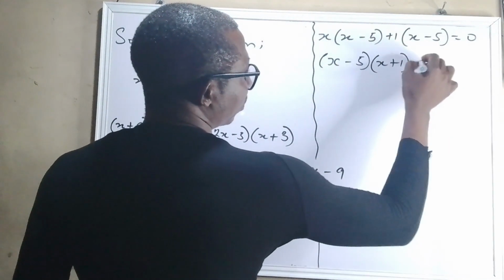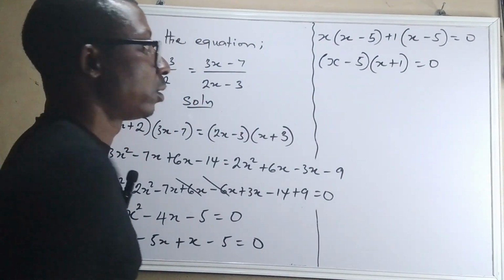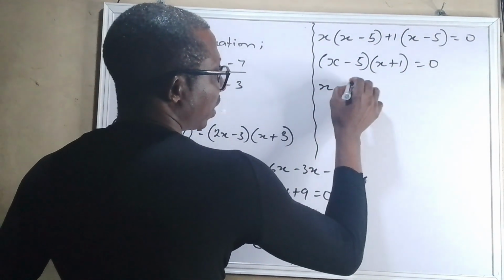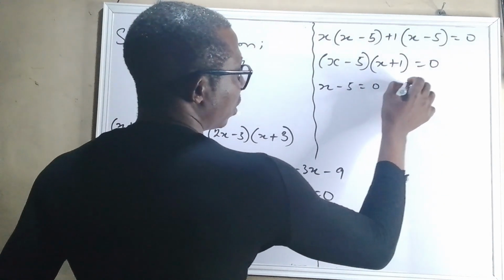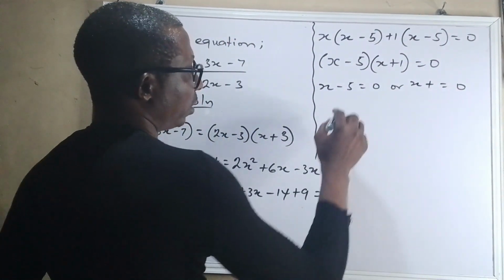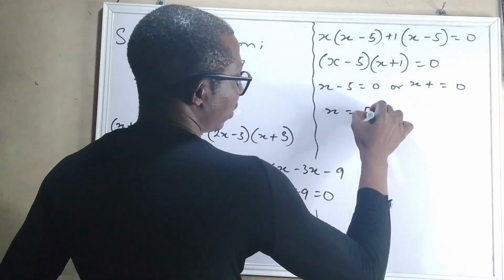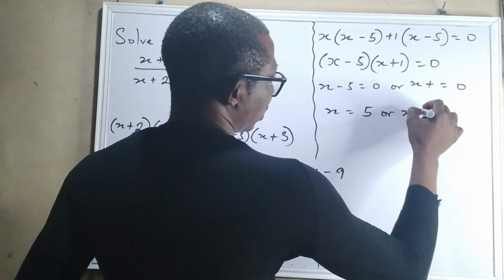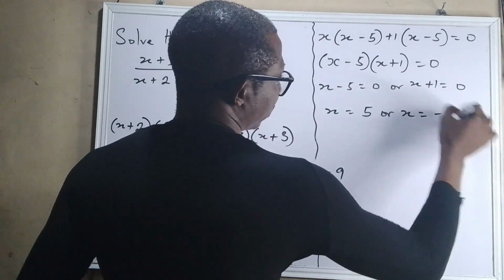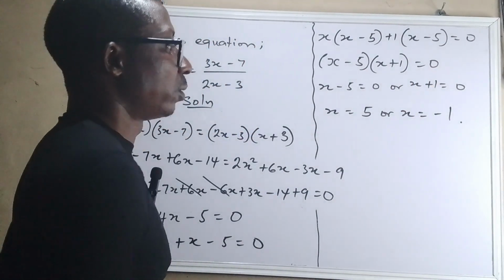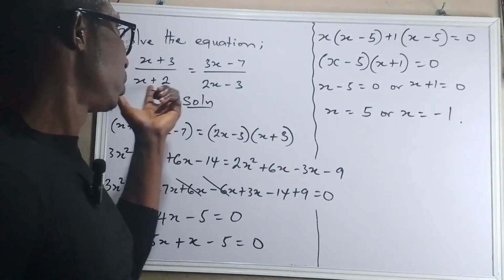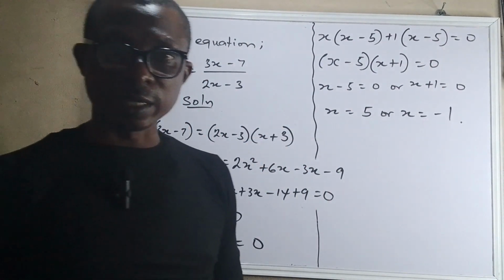So we have two numbers multiplying each other. So it's either x minus 5 equals to 0 or x plus 1 equals to 0. Now x equals to 5 or x equals to minus 1. So these are the roots of the quadratic equation given here.